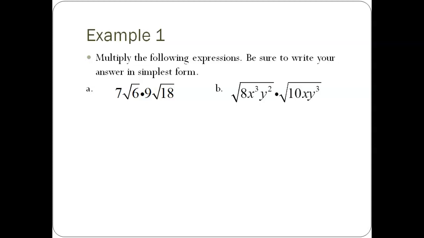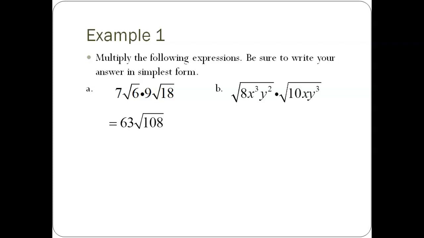Anything that's outside of the square root will get multiplied to each other, and anything inside the square root will be multiplied to each other. So in this first one, 7 root 6 times 9 square root of 18, I can multiply the 7 and the 9, and that's 63. That goes outside of the square root. And then the 6 times 18 is equal to 108, and that goes under the square root. So we have 63 square root of 108.